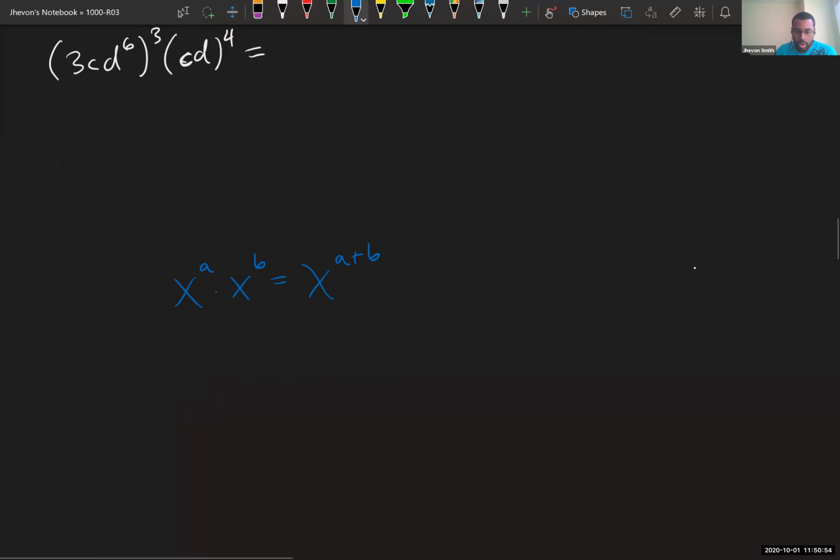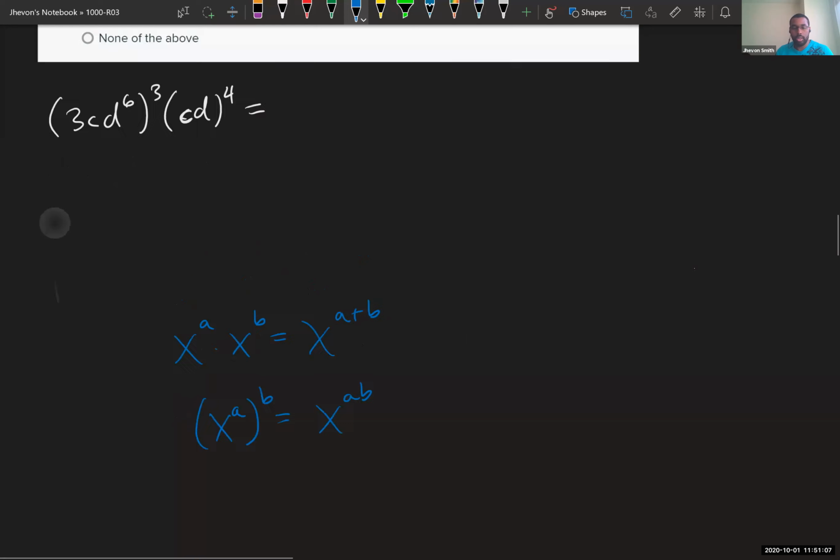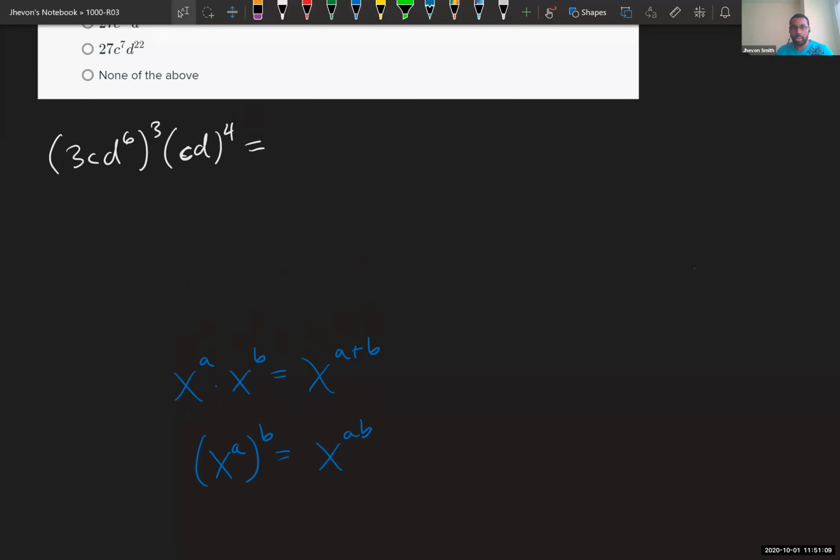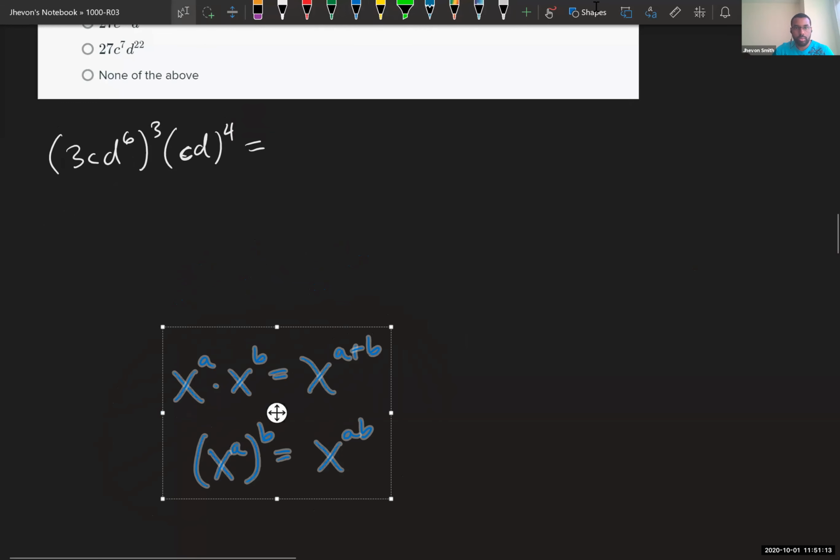What is the rule for when I have something to a power and I'm raising that to another power? You have to distribute the outside power, so you would multiply the powers. Okay, so it's not an addition of powers that should happen here. It's a multiplication of powers. You have to remember these rules.